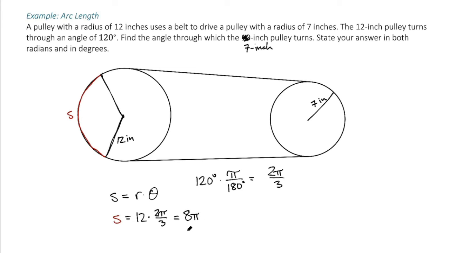Now, that length is the same arc length over on the 7-inch pulley that the belt travels through. And so we can take the same formula and say, now I know that r times theta for this 7-inch pulley has to equal the 8 pi. Now I actually know the radius, so I'll go ahead and plug that in. I have 7 times theta is equal to the 8 pi. We can divide both sides by 7 here and get the angle that the 7-inch pulley travels through, and that is 8 pi over 7.